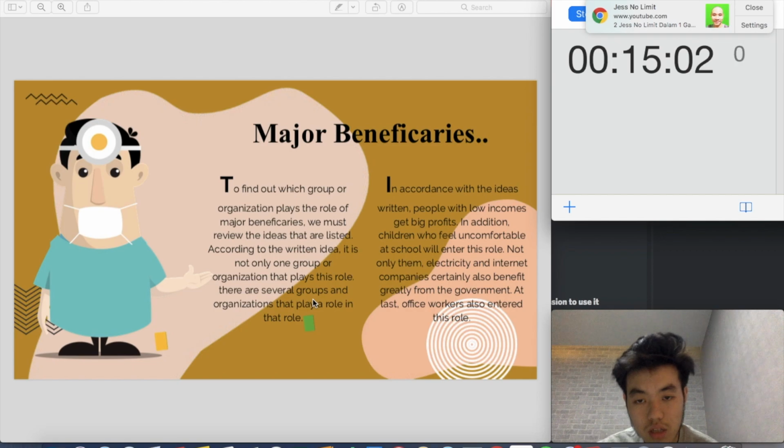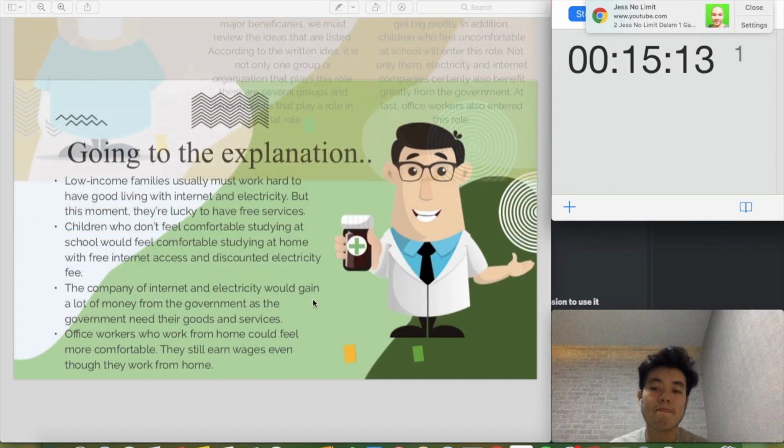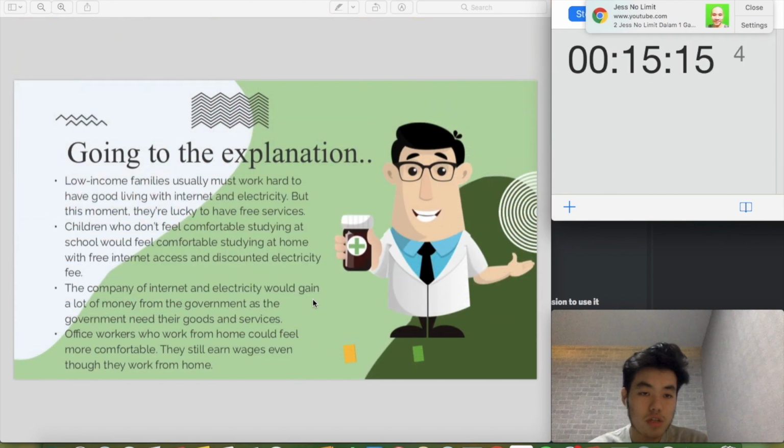Not only them, electricity and internet companies certainly also benefit greatly from the government. Lastly, office workers also enter this role. So we are going to the explanation.